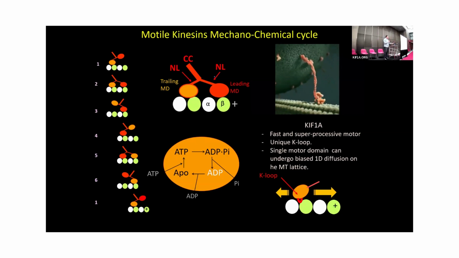So what I have said is general for all the kinesins, but KIF1A has a few characteristics, like some parts of the structure that are unique to KIF1A. One of them is called the K loop, and we're going to talk more about that, it's important in the structure.